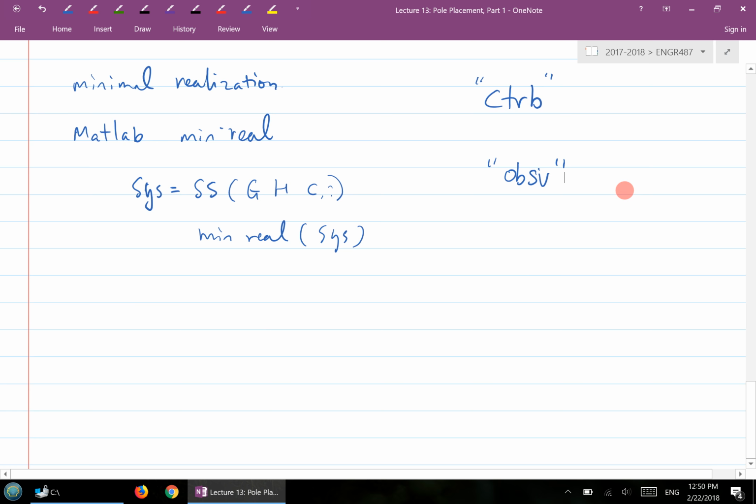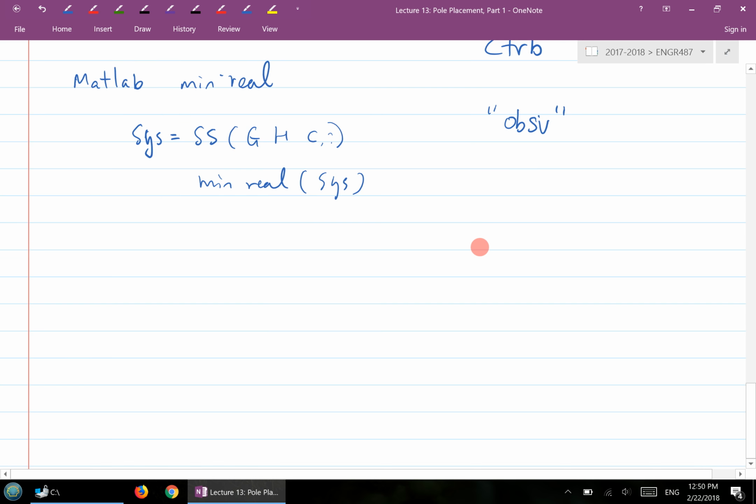Okay, any questions? Let's continue now on a new topic, which is pole placement. Let's take a look at the first part of this lecture, pole placement. This is a controller design part now. This is basic control design in the state space domain, using the state space equation.